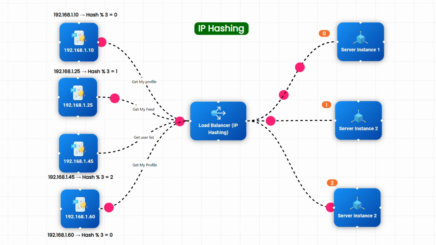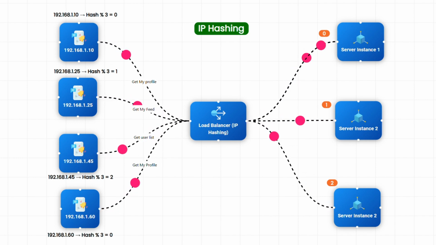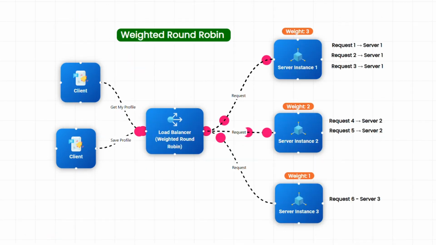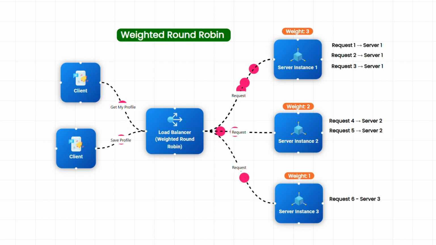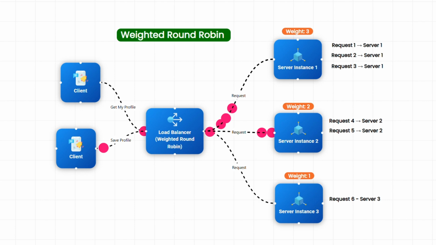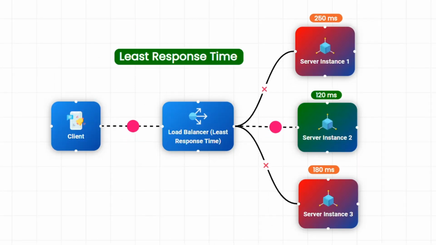Now that we understand IP hashing, you can explore other powerful techniques like weighted round robin and least response time algorithms in the notebook. Let's see a very quick glimpse of both the algorithms. Bonus content, a comparison of different cloud providers, is present in the notebook. You can see the link in the description.